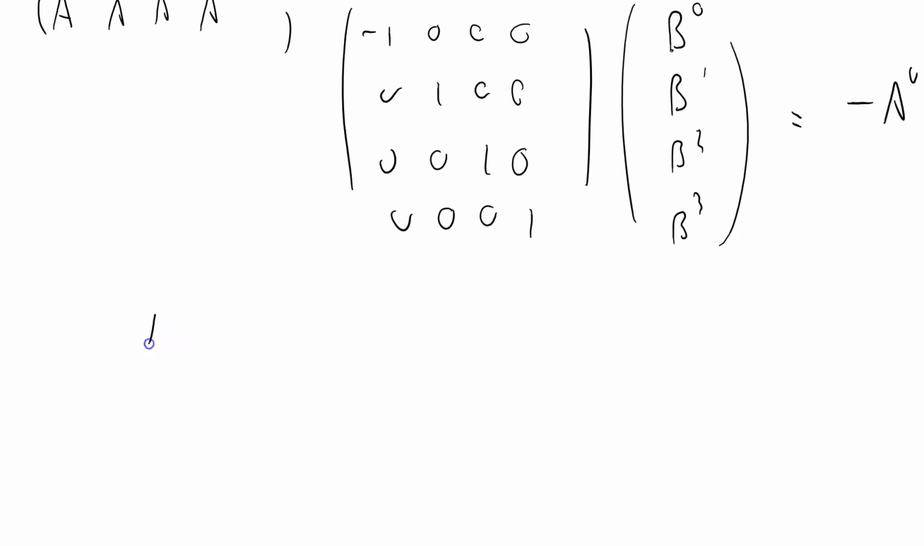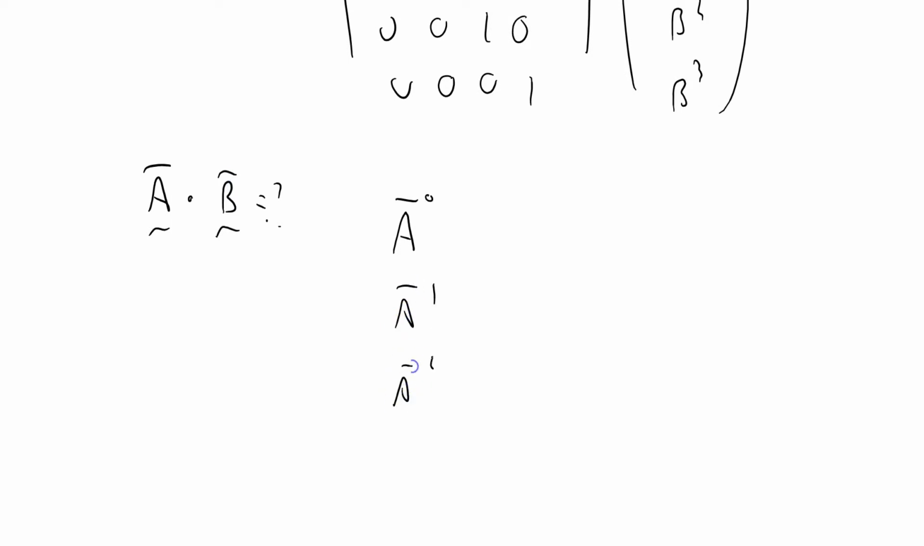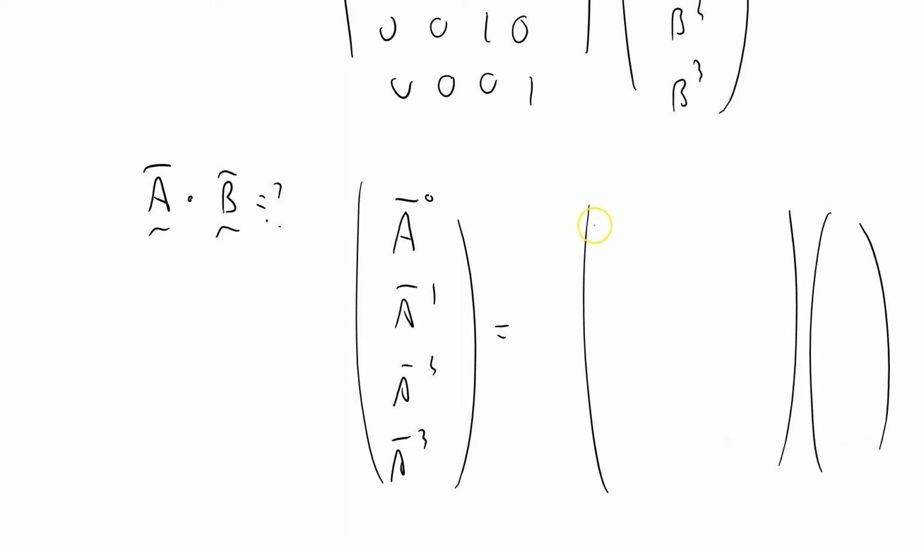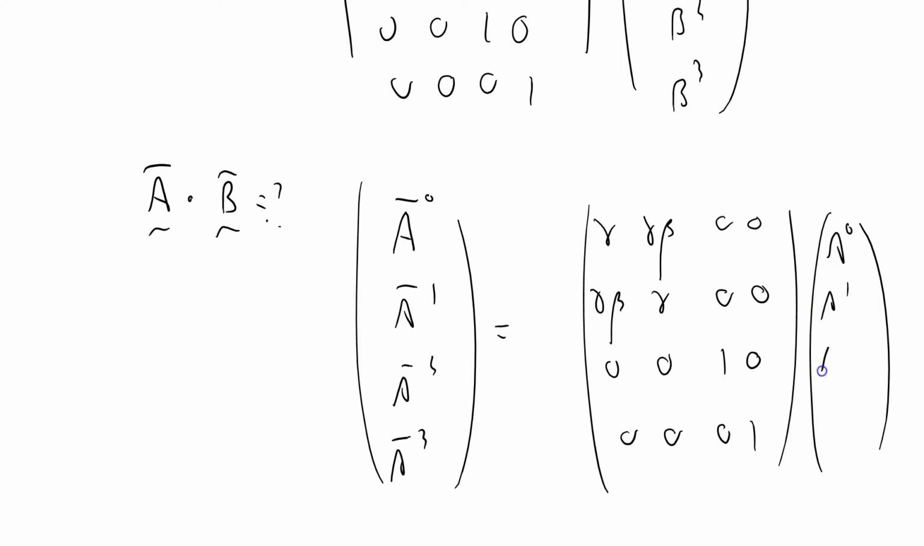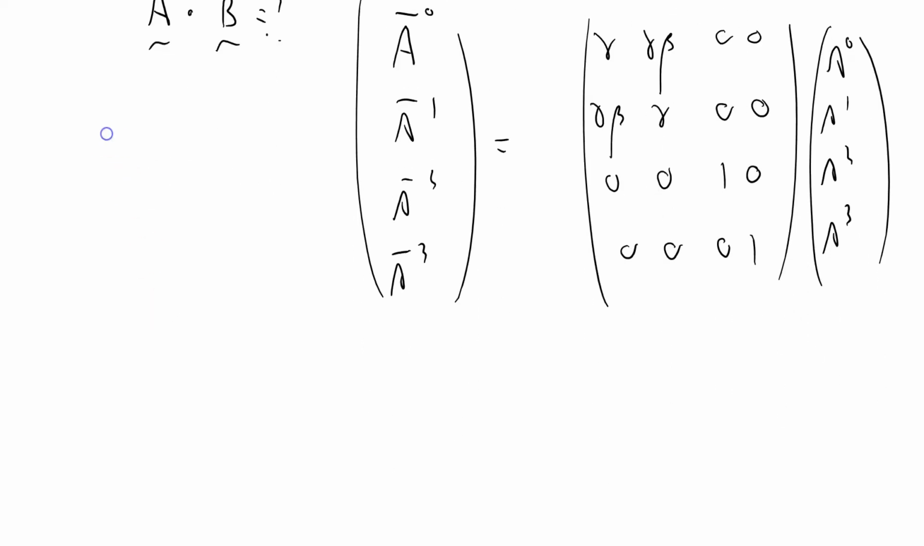Okay, so what is A bar dot B bar equal to? Well, A bar 0, A bar 1, A bar 2, A bar 3 equals the matrix gamma, minus gamma beta, 0, 0; minus gamma beta, gamma, 0, 0; 0, 0, 1, 0; 0, 0, 0, 1, times A0, A1, A2, A3. So that's just the Lorentz transform. And similarly for B.